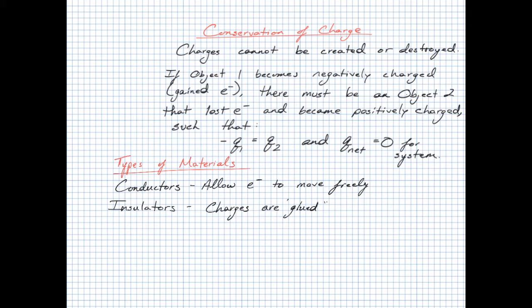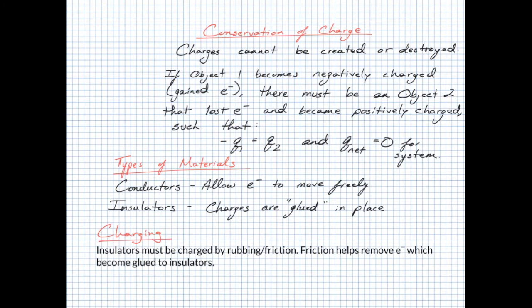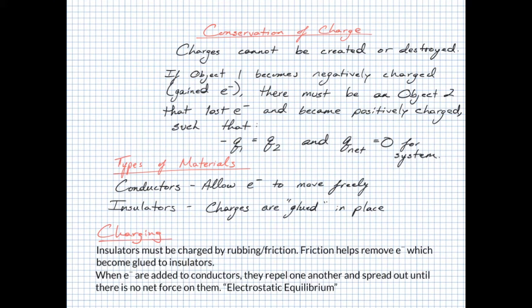So the question then becomes, how do you charge an object? How do you actually get charges to get to another object? Conductors are easy. If you give the electrons a path, they will move because conductors allow electrons to move. Now, the real challenge is insulators. Insulators must be charged by rubbing or friction. That action, that energy, helps to rip apart the atoms by tearing the electrons off of the nuclei and attaching them to the insulators.